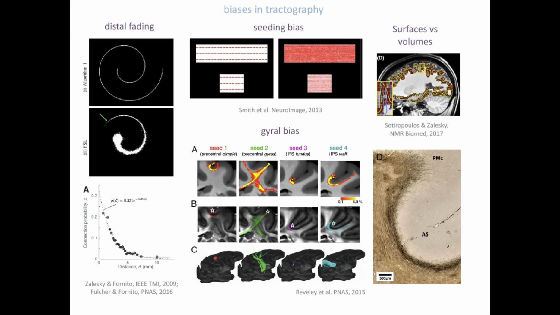There are some well-known biases in tractography. One is distal fading. Say, for example, we have this artificial tract here, and we try to reconstruct it using a tractography algorithm. In this case, we use FSL's ProbTrack. We seed it here, and you can see we've got lots of connectivity close to the seed region, and then it gradually fades off, and it doesn't get to the end point.